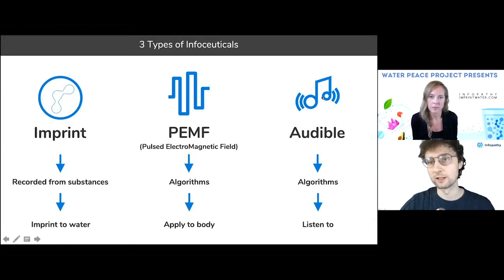The third type of infoceuticals we have today on Infopathy are called audible. They're also created using different algorithms. It can be a combination of different frequencies, maybe like binaural beats, or sometimes even a sound of nature, which has also been shown to have a positive effect on how we feel. The best way to use them is also to apply them to the body using some vibrational speaker, or just listen with headphones. At the end of this presentation, I'll show you how you can use these types of signals, because they require only headphones and are already available today on Infopathy.